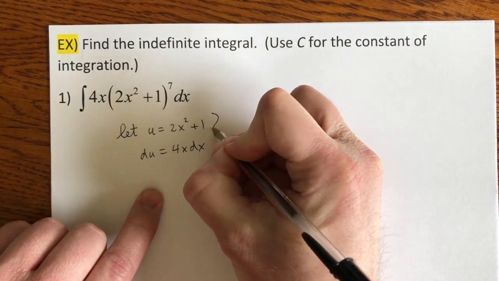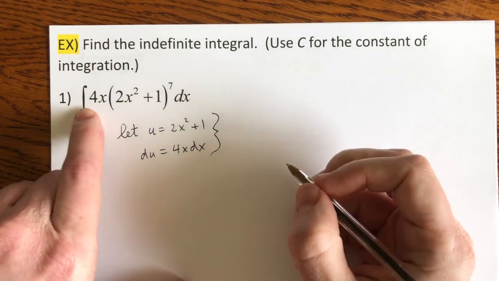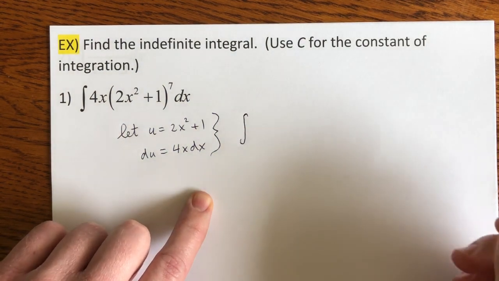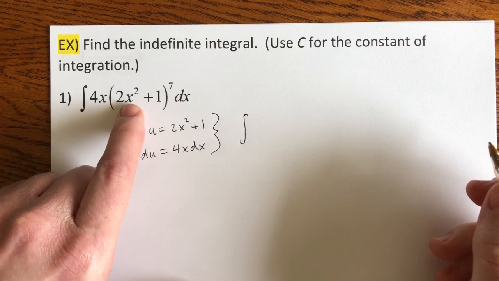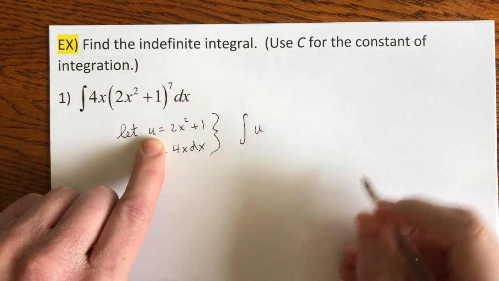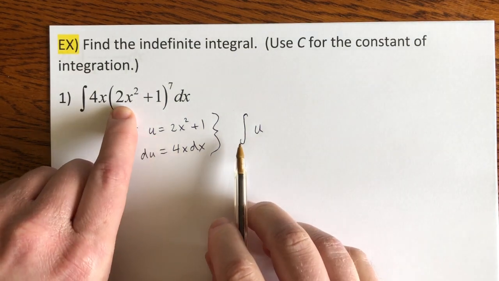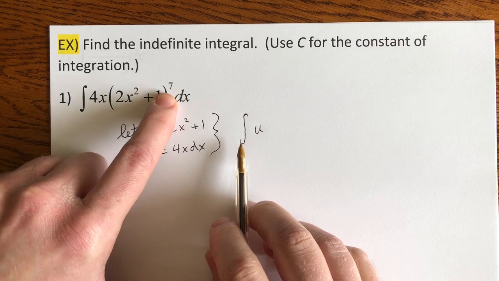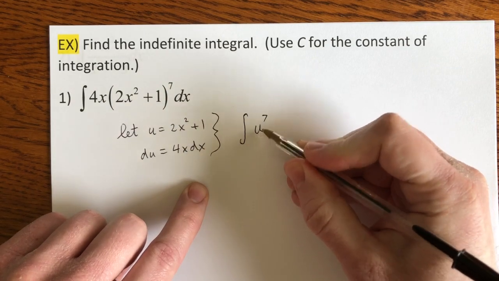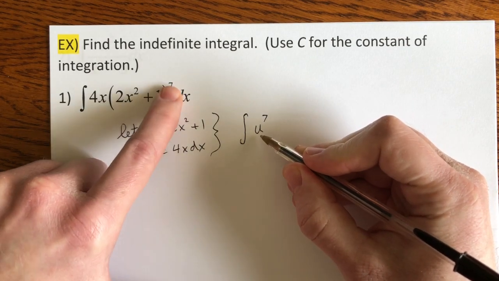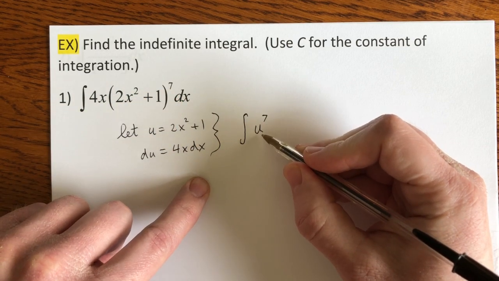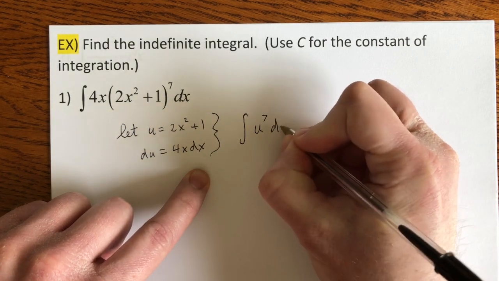Well, here's what we're going to do. We're going to rewrite this entire integral in terms of u. So let's see if we can figure this out. 2x squared plus 1 is u. So let's write down the u there. And then this quantity, 2x squared plus 1, was being raised to the 7th power in our original. So let's do the same thing here, but again, we're rewriting it in terms of u. So this, in terms of x, is now u to the 7th in terms of u. And the final thing we have to do is just write this du.